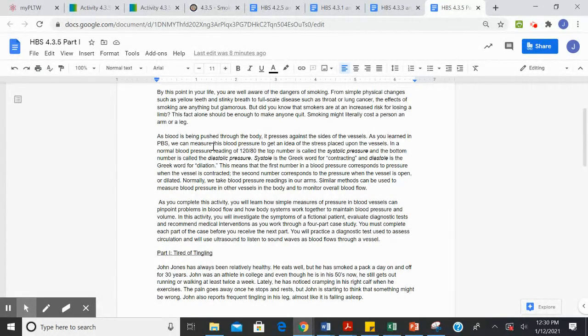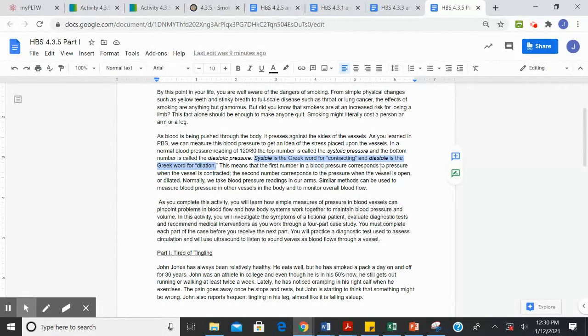It talks about blood pressure, some review of blood pressure. Remember, normal blood pressure is below 120/80, with the 120 number being the systolic pressure, and systole is the Greek word for contracting. Diastole is the Greek word for dilation. Basically, the top number is the number when the heart is contracting, when the ventricles are contracting, causing the blood vessel to have a higher amount of pressure. The second number is whenever the blood vessel is more open because the ventricles are relaxing, so it's more dilated, so the pressure is lower.